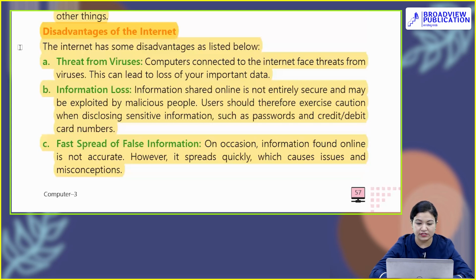Fast spread of false information on occasion. Information found online is not always accurate. However, it spreads quickly, which causes issues and misconceptions. The internet spreads news very frequently, so it spreads false news very frequently too, which can cause misconceptions.